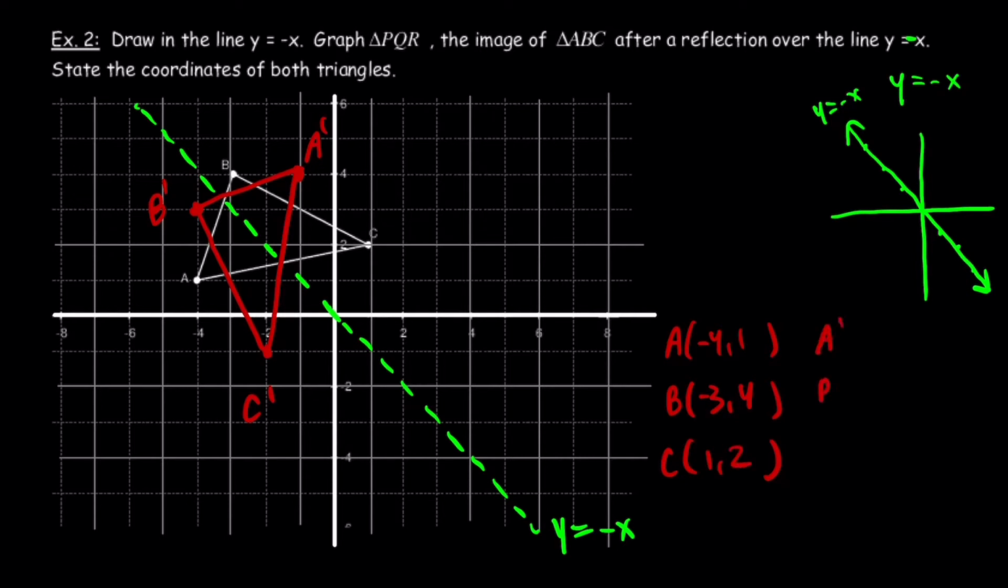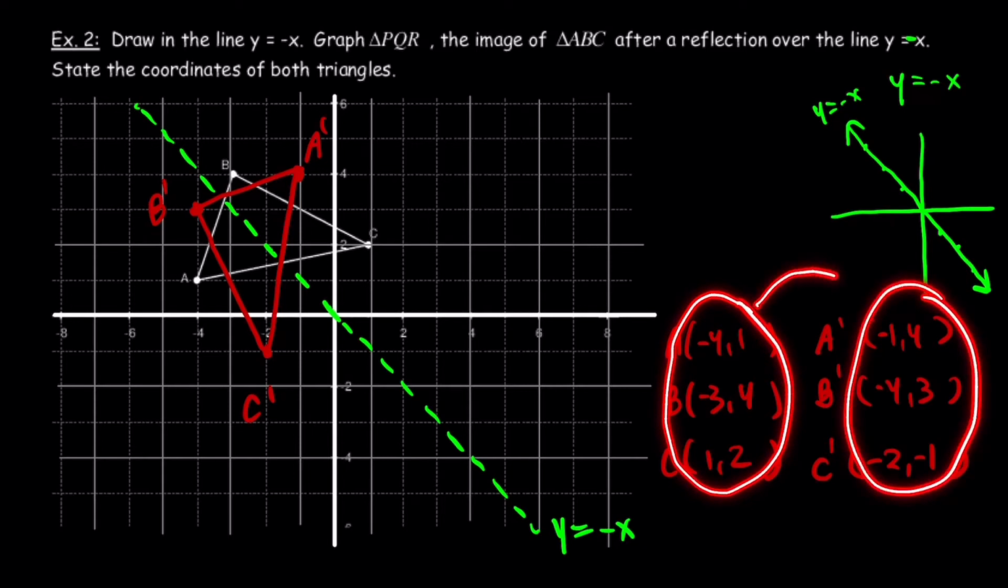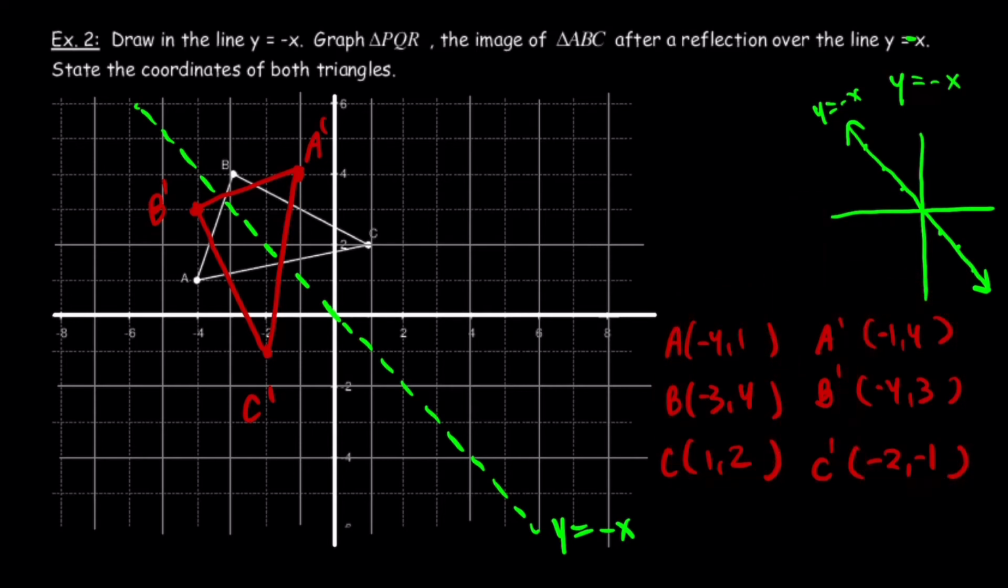So now A prime, B prime, C prime. A prime here is negative 1, 4. B prime is negative 4, 3. And C prime is negative 2, negative 1. So again, I want you guys to see if you can find a pattern that takes these coordinates to those coordinates. We're going to talk about that in a little bit. Because if you notice here, 4, 1, 1, 4, the numbers are the same. It's just something's happening with the signs and the order. We'll see if you can predict that in a couple minutes.